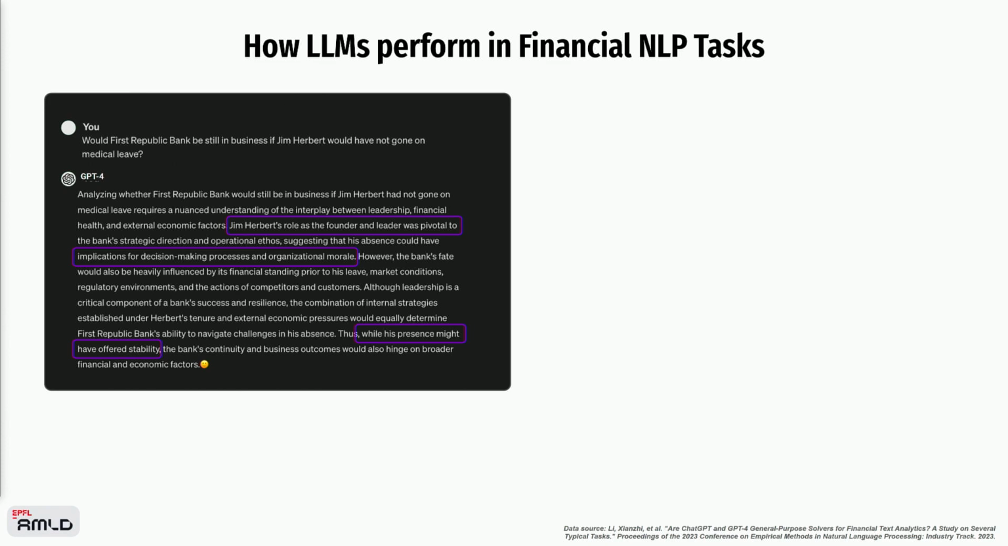So in this example, let's ask GPT-4 this example. We ask basically if the CEO of First Republic Bank had not gone on medical leave, how would that have affected the bank? So basically what the model says is that the CEO played a pivotal role in terms of decision-making and strategy, and basically what it concludes is that his presence might have offered stability. So there's nothing very wrong with this answer, but we have two things that are not quite okay.